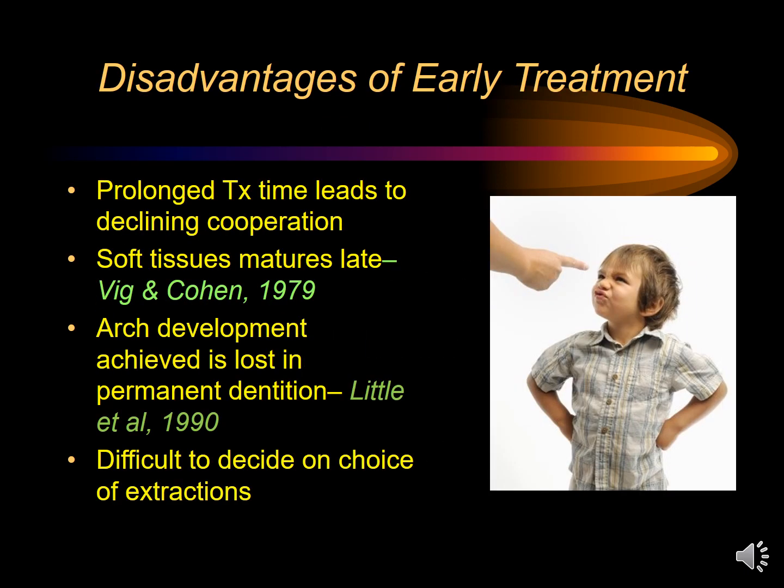Now, the disadvantages of early treatment: treatment time is prolonged, thus cooperation of the patient may decline. Now, soft tissues mature late, according to Wick and Cohen. Thus, doing early treatment does not take into account the soft tissue changes which happen late in development. Now, arch development gained by early treatment is usually lost in the permanent dentition, and early in the developmental stage it is difficult to decide on the choice of extraction.